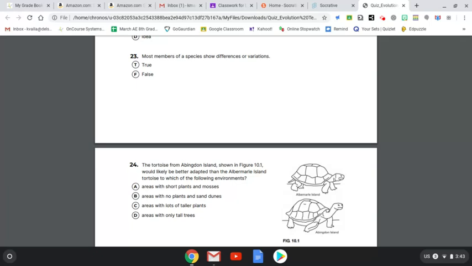Number 24. The tortoise from Abingdon Island, shown in figure 10.1, would likely be better adapted than the Albemarle Island tortoise to which of the following environments? Okay, so which one is going to be better adapted? The Abingdon Island to the Albemarle Island. Is it A, areas with short plants and mosses, B, areas with no plants and sand dunes, C, areas with lots of taller plants, or D, areas with only tall trees?